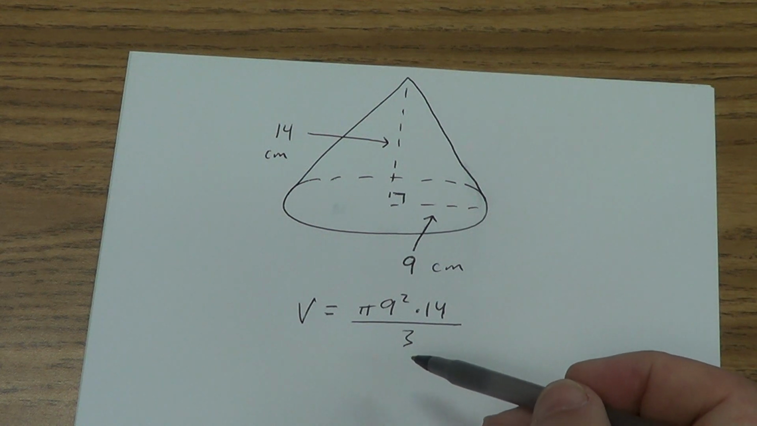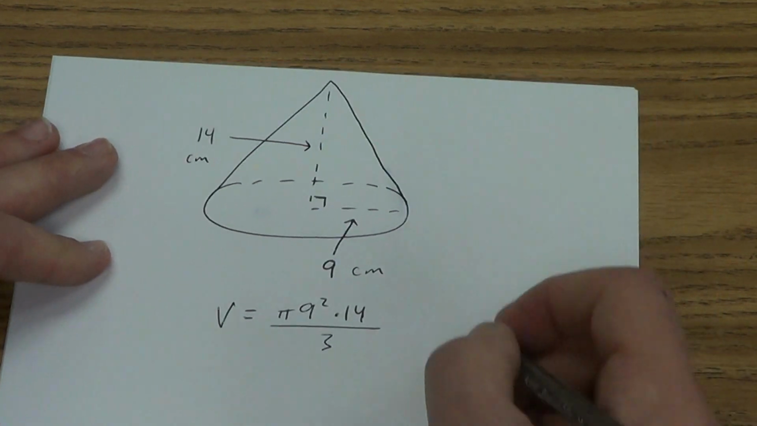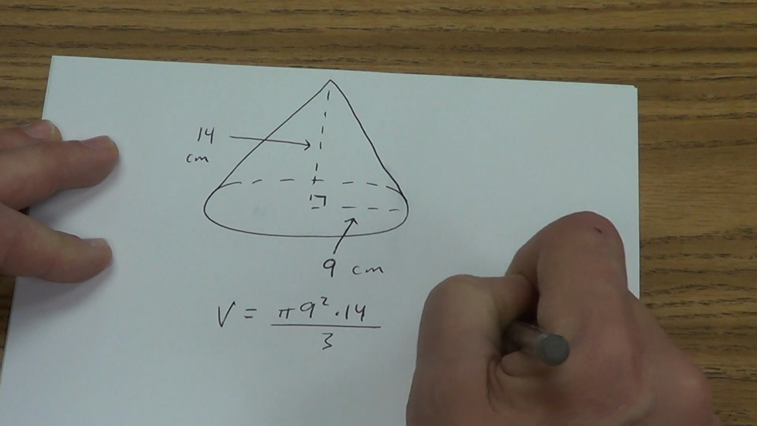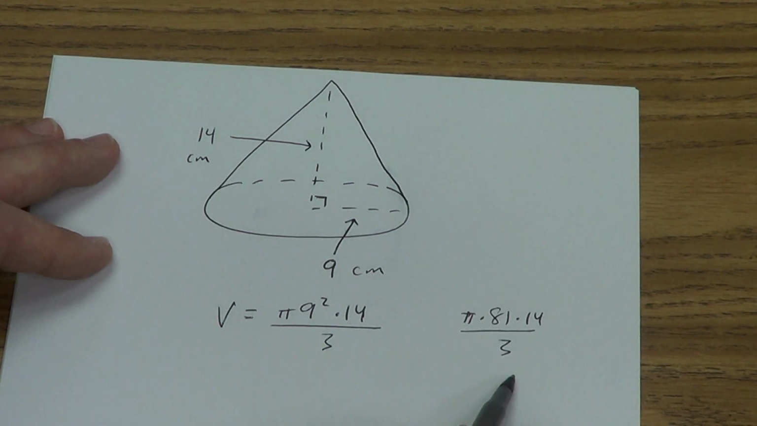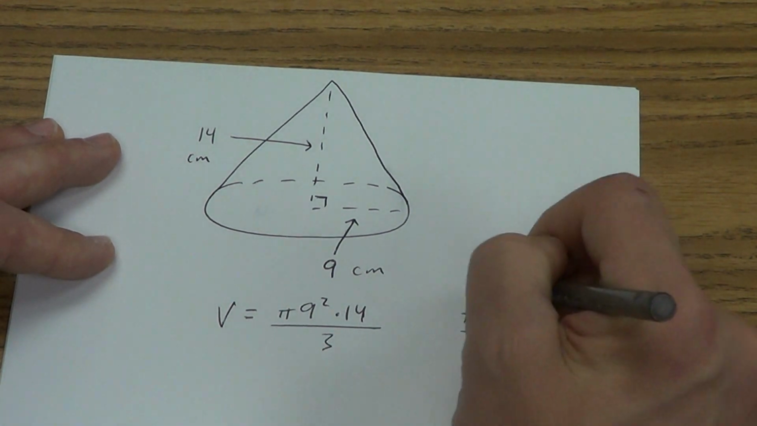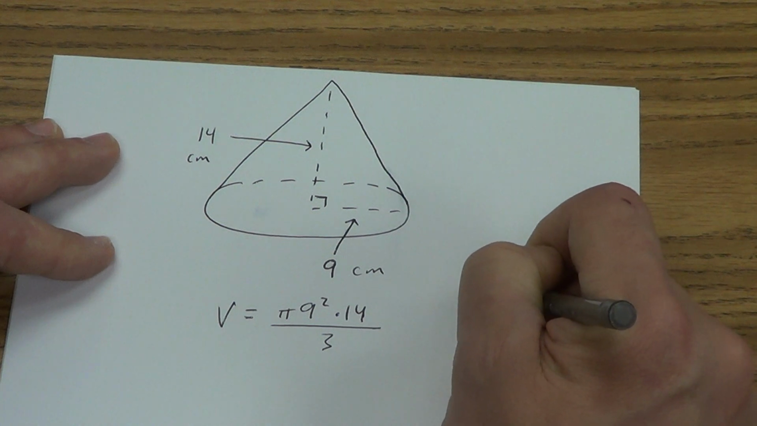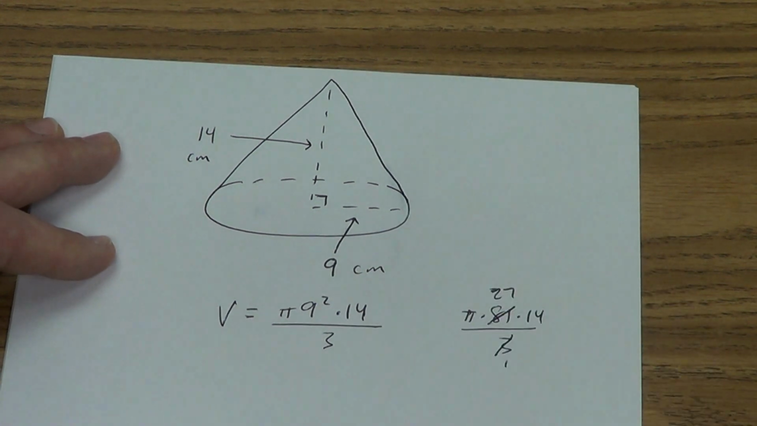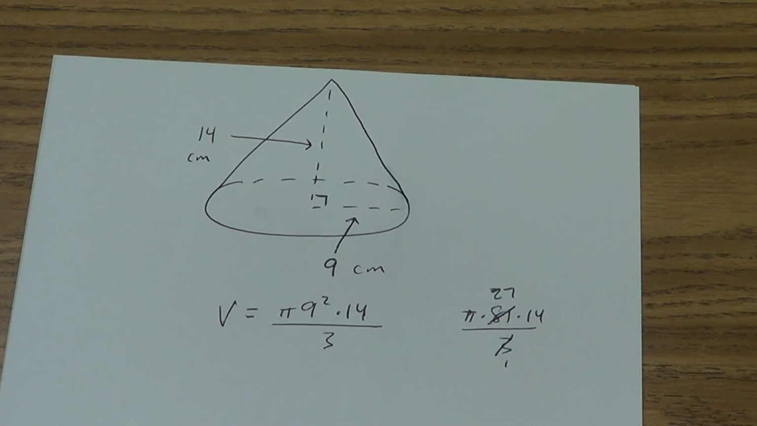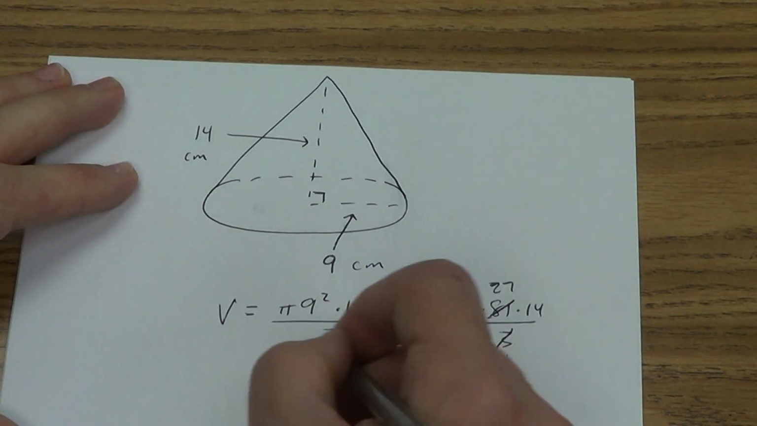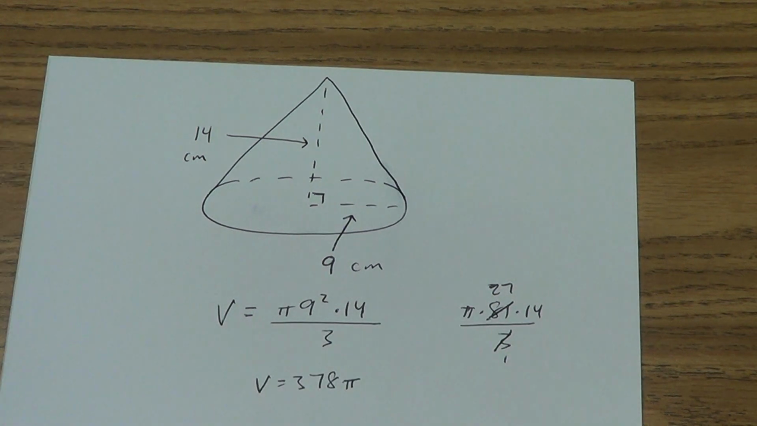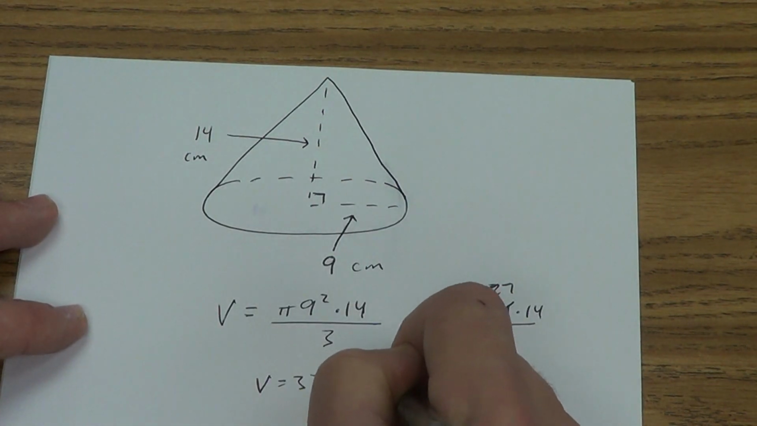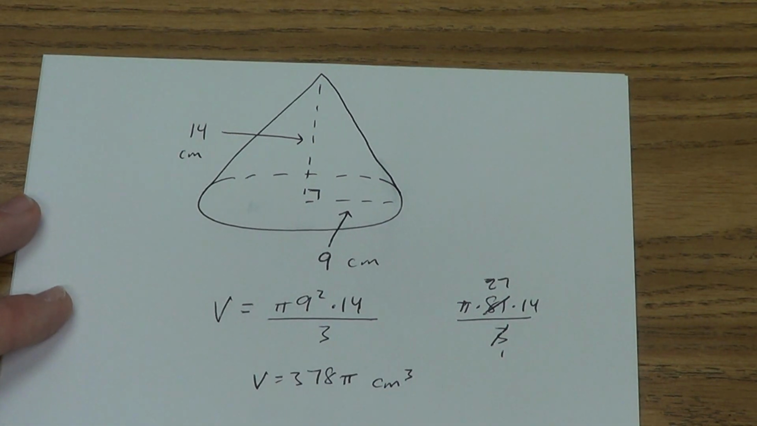Exponents have to come before multiplication and division, so we have to do this exponent first. So pi times 81 times 14 over 3. Now, especially if you think that doing this multiplication is going to be a really big number and then you got to divide by 3, you might want to reduce first. I didn't do it last time, but I'll show you how it works this time. So 27 and 1. Now all I got to do is 27 times 14. 27 times 14, I think that's 378, if I did my math right. All right, so 378 pi, our label, centimeters, and it's volume, so it's cubed.